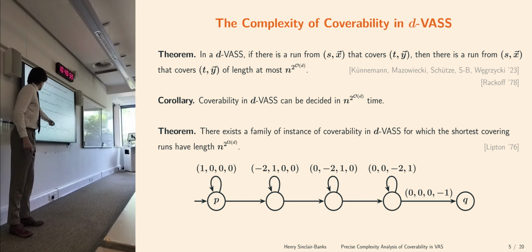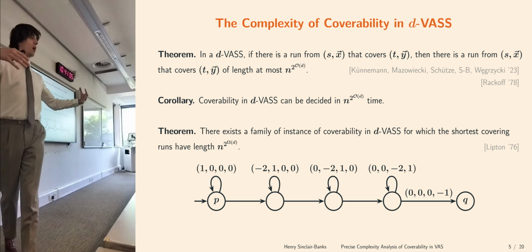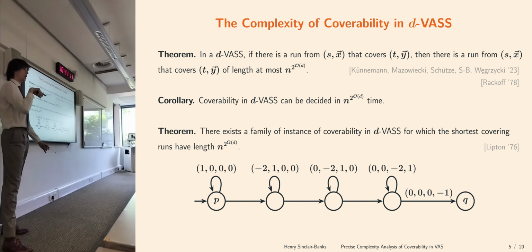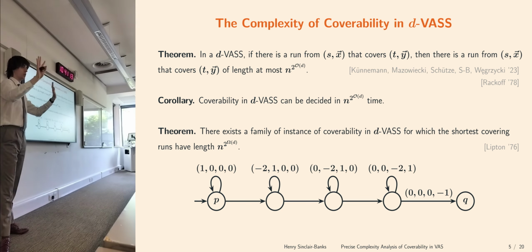And take this cycle at least twice, you have to take this cycle at least 4 times. And take this cycle at least 4 times, you have to take this at least 8 times. You can imagine building this up, and this will prove that any run that witnesses coverability in an example like this is exponential in the dimension, roughly 2 to the power of d.